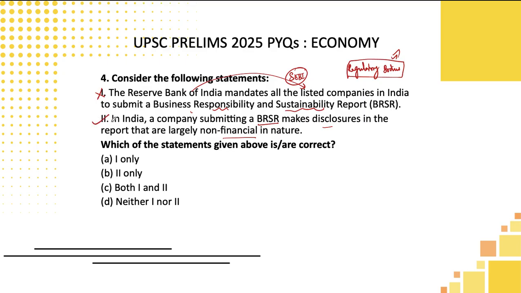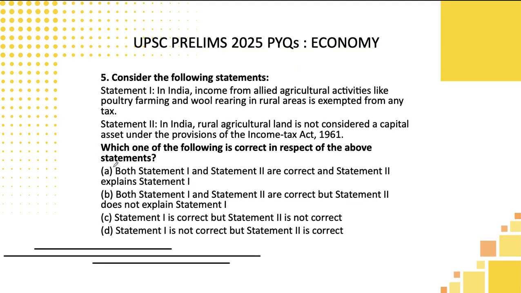The reason being, there is nothing controversial here. But the first statement is a direct factual error, students. Using common sense only, you can eliminate it. So the correct answer here is option B, 2 only. Let's move to the fifth one.